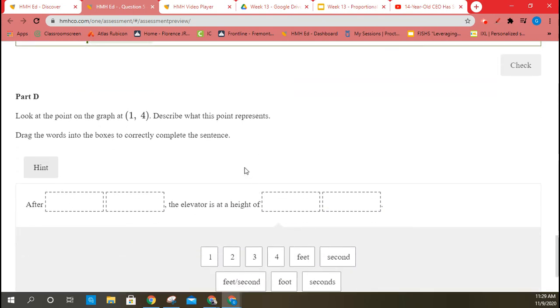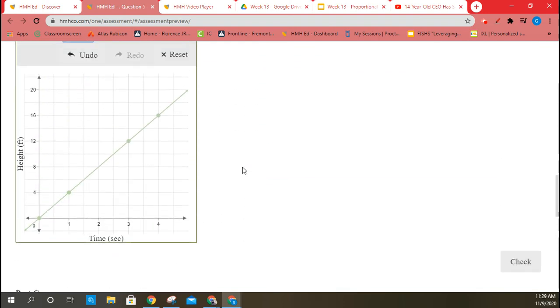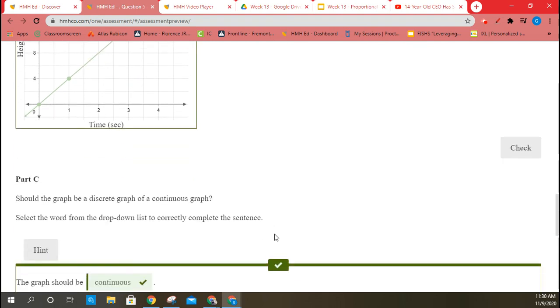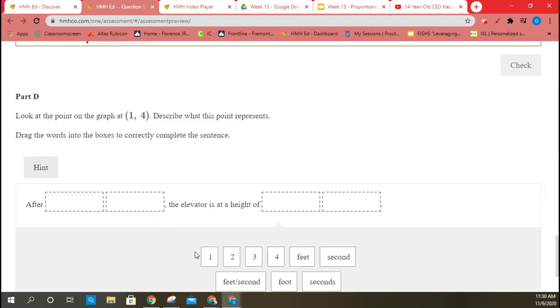And our last one: look at the point on the graph, 1, 4. Describe what the point represents. So going over to our graph here, it also tells us on the bottom what those numbers mean in case we didn't read the whole word problem at the top. Here we have 1 represents time, and it's seconds. So the 1 is going to represent that at 1 second, the elevator is 4 feet above the ground, or has gone up 4 feet, or has changed 4 feet. So let's say after 1 second, the elevator is at a height of 4 feet.